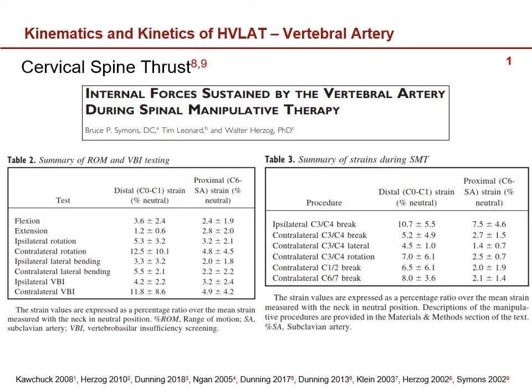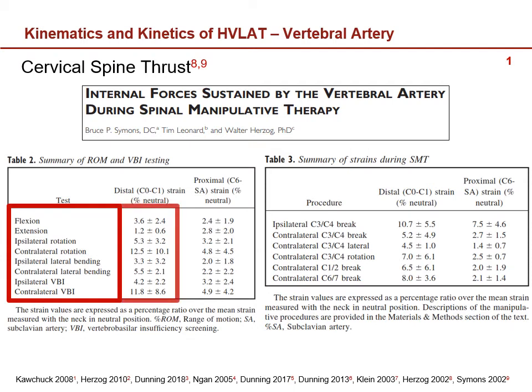Okay, and so here are the results laid out in Table 2 and Table 3. In Table 2, they did a summary of range of motion and VBI testing and looked at the percent of strain on the C0, C1 strain, or the V3 segment, as well as that of the lower portions of the spine. And here are the tests: flexion, extension, ipsilateral rotation, contralateral rotation, ipsilateral side bend, contralateral side bend, and then the VBI testing.